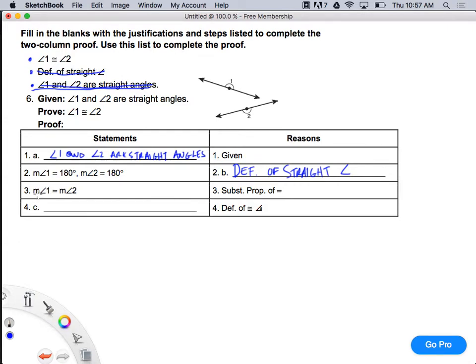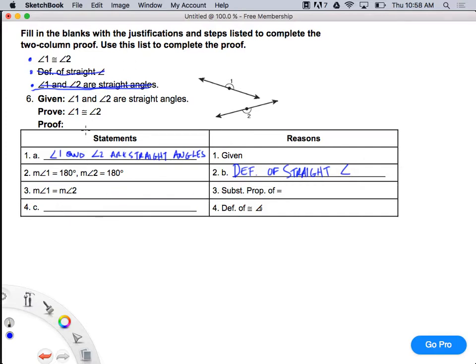Now it says measure of angle 1 equals measure of angle 2. Yes, sir? Oh, I was going to say property of equality. So it's substitution or transitive. I would accept either one. Because if they're both equal to 180, I could substitute m angle 2 in for 180. I'm looking for transitive there anyway, so you can say transitive. Because if they're both equal to 180, they must both be equal to each other. So you could use substitution or transitive.